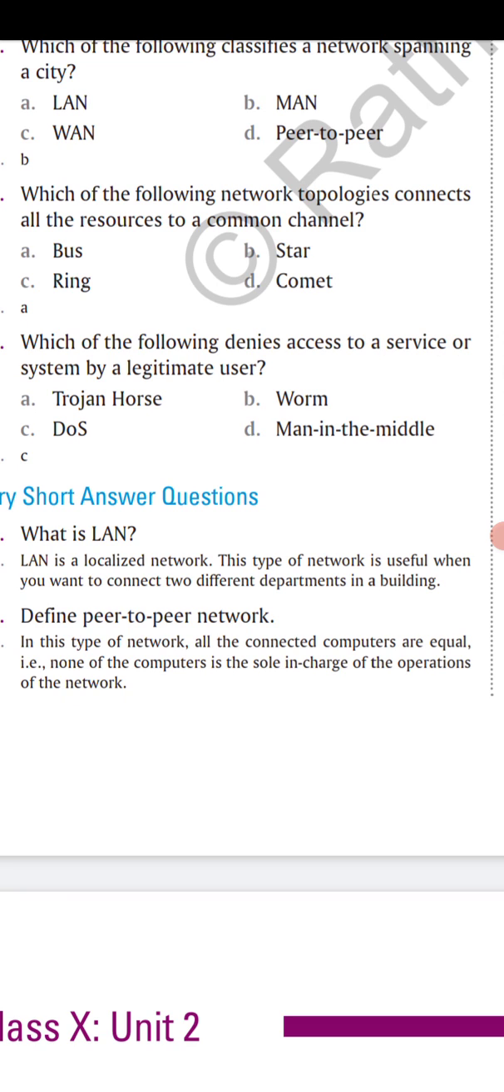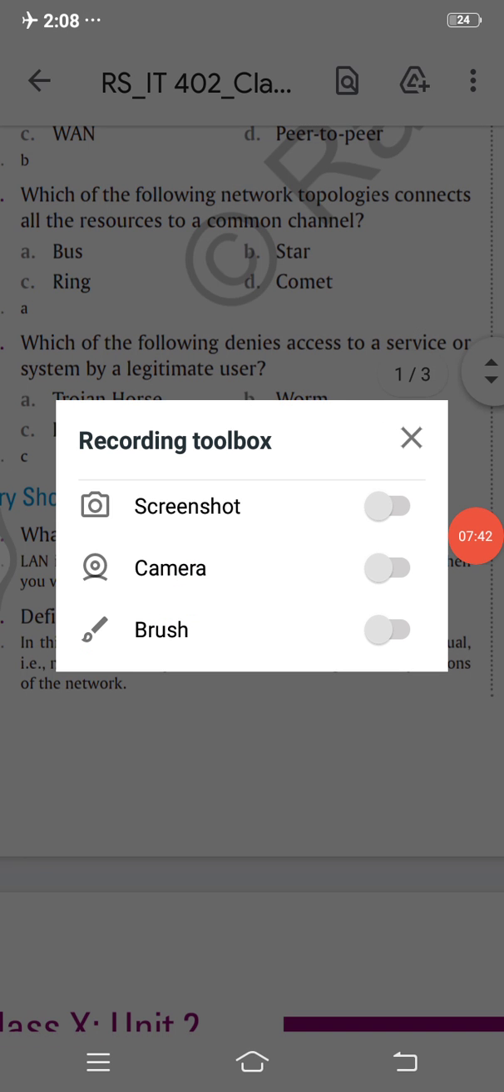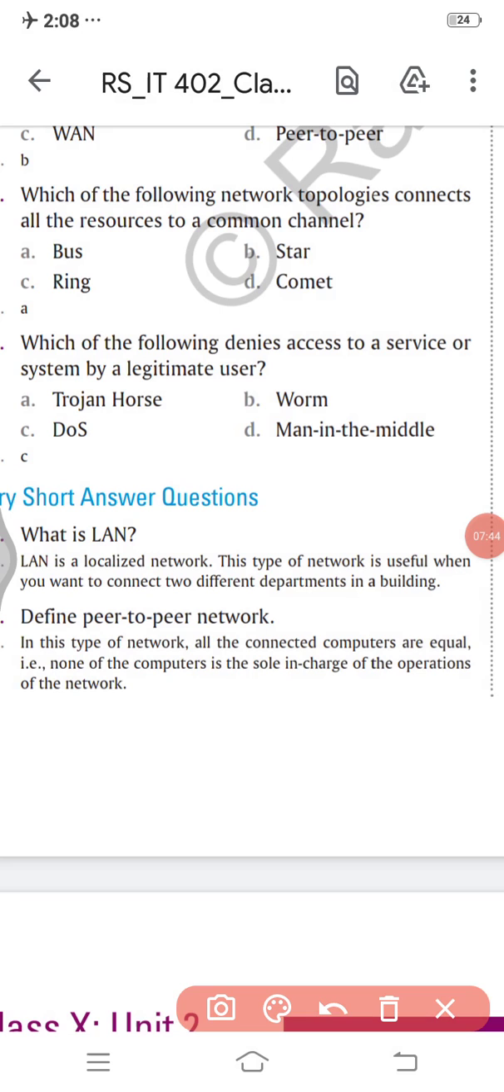Most of the time you are confused with peer-to-peer network. So dear students, please follow, please learn. This question is very important actually, and please learn this question. This question arises in your board exam, a very important question. Define peer-to-peer network. So dear students, what is the peer-to-peer network? You should know well. So how to define this question actually?